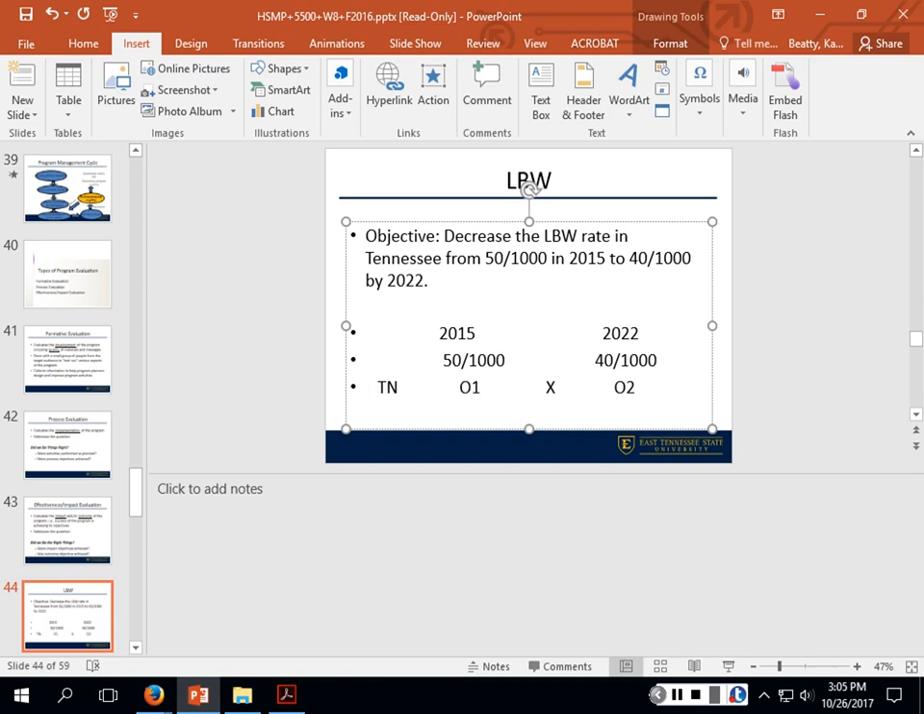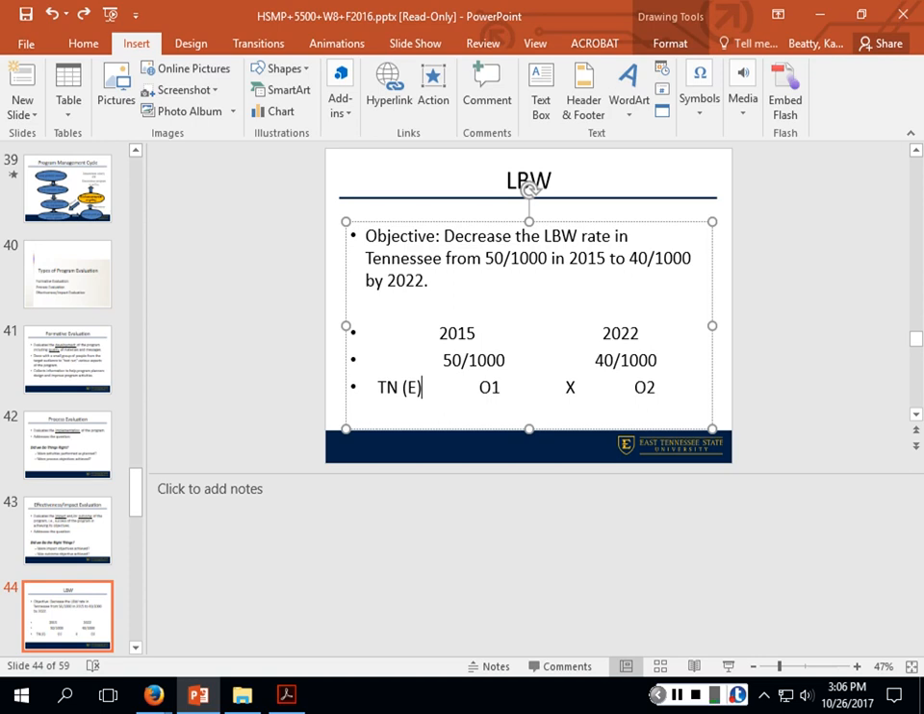Which in this case is our experimental or intervention state. So what can we conclude? We met our objective, okay? What does X represent? X represents the program, the initiative, the interventions that we implemented during this time period. Again, what was in our work plans to achieve our process objectives.